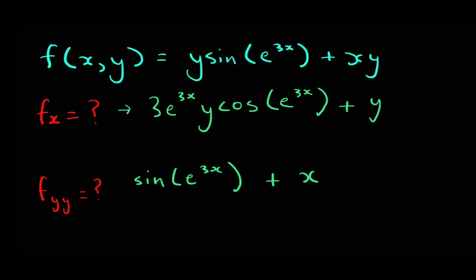And now, we need to differentiate with respect to y again. And because sine of e to the power of 3x doesn't have a y in it, it just differentiates to 0, and x also differentiates to 0. So that means that the answer to f subscript yy is just 0.